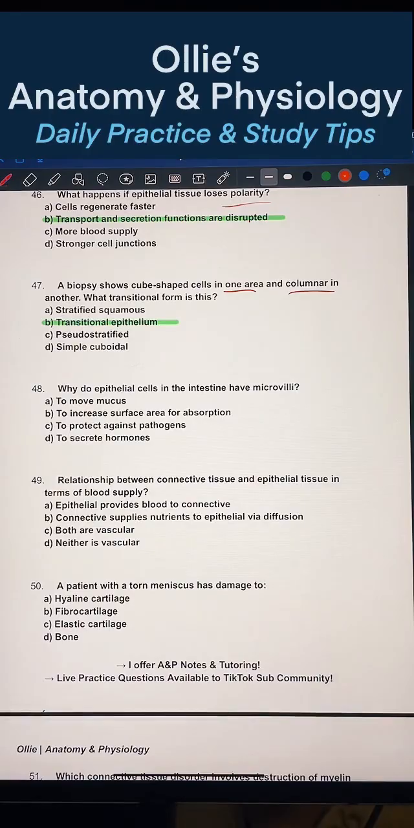Number 48, why do epithelial cells in the intestines have microvilli? I briefly mentioned this, but let's think of the importance. A, B, C, or D for this one.